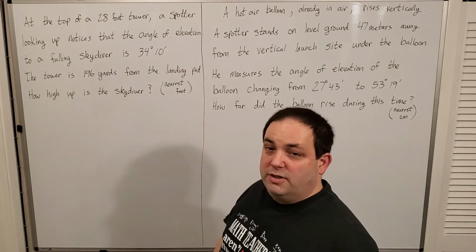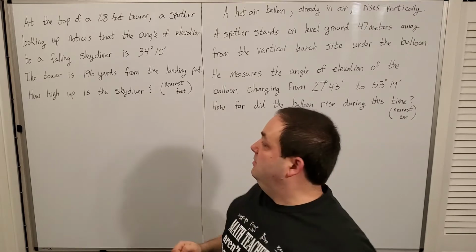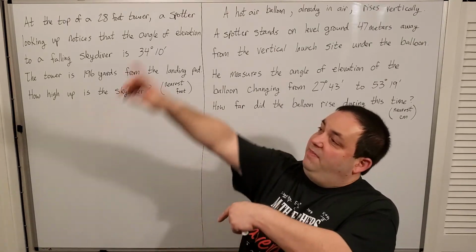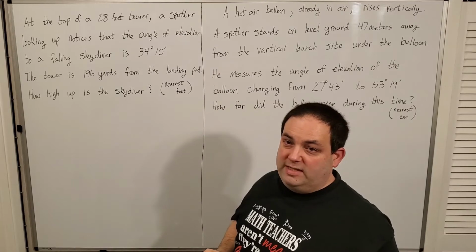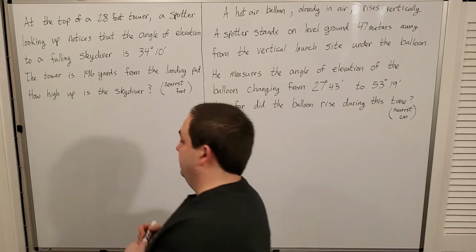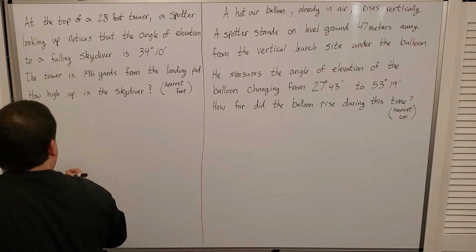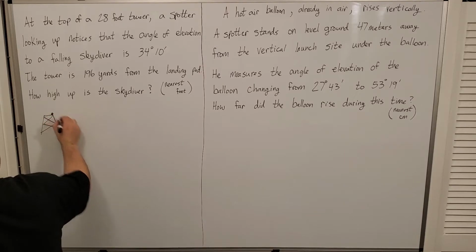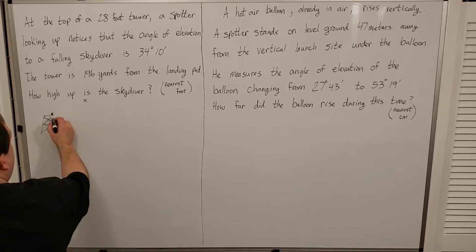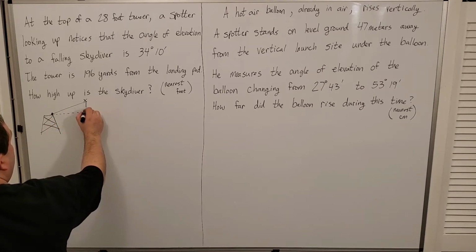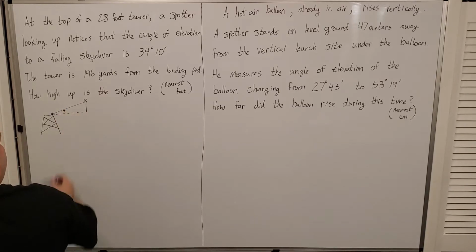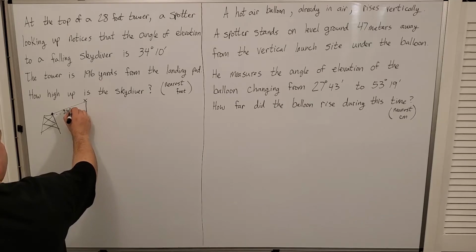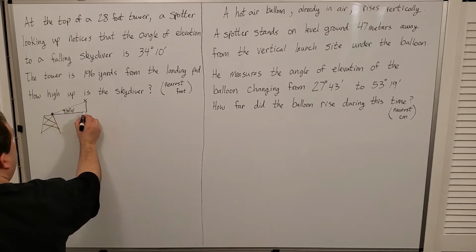Now the tower is 196 yards from the spot he's going to land. They want to know how high up at that moment is the skydiver when he sees him at that particular angle of elevation. So let's put a couple of things down here first. He's on the tower, right? The guy's right here on the tower, and he sees the skydiver up in the air from his horizontal. That's this angle right here. So that's the 34 degrees 10 minutes right here from his horizontal.